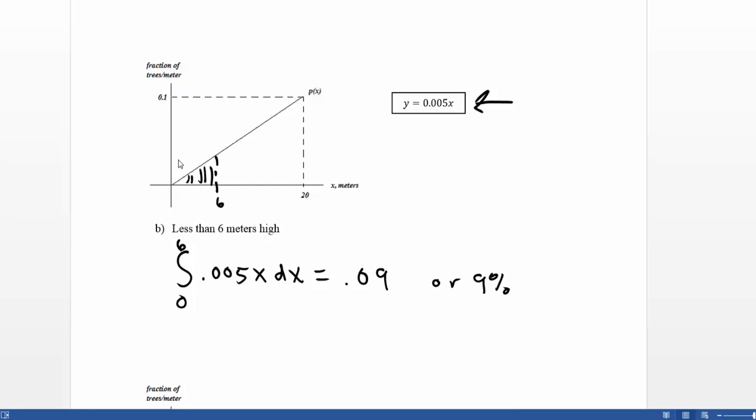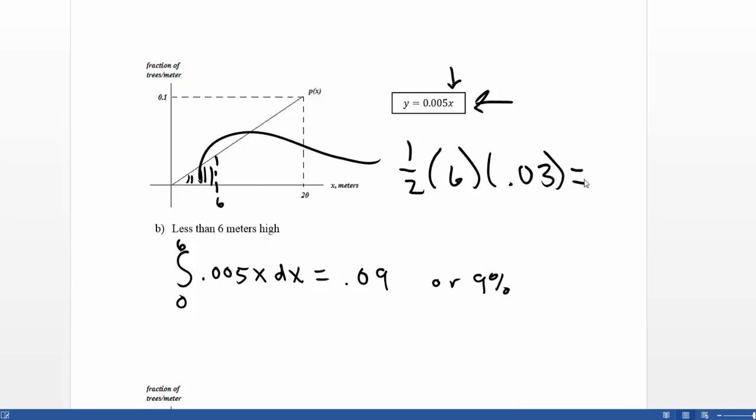Again, if you prefer not to use the integral and you would like to do 1/2 base times height, you can. So here we do 1/2, my base is 6. To get my height, I'd have to plug a 6 into my density function here, so that's 0.03, and that would also give me this 9%. So again, you can set up the integral, or you can use 1/2 base times height.